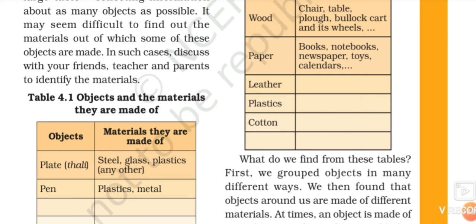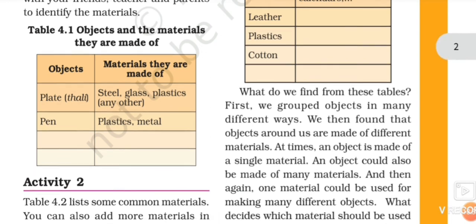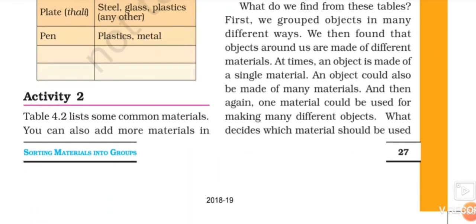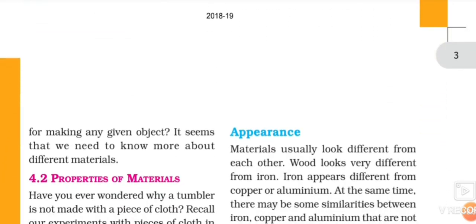So from this activity 4.2, table 4.2, what did you understand? Many objects can be made from the same material, and different objects can be made from the same material as well. So what do we find from this table? First we grouped objects in many different ways, and now we have found that objects around us are made up of different materials. At times an object is made up of a single material, and an object could also be made up of many materials, and then again one material could be used for many other objects also. So what decides which materials should be used for making any object?